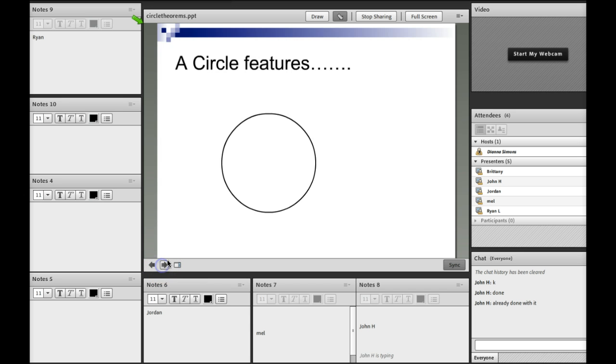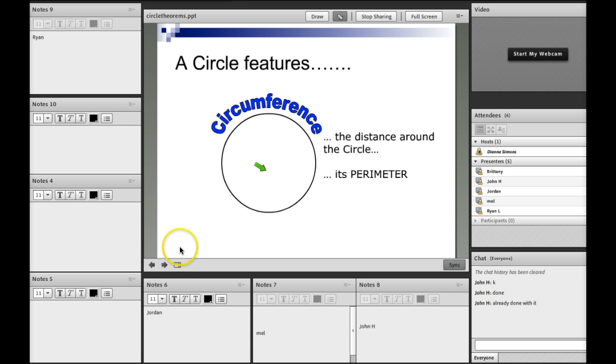All right, so circles. A circle features what? And the circumference is? Say again. You said the sides, right? So it's the outside part. The circumference is the outside part, the distance around, or its perimeter.